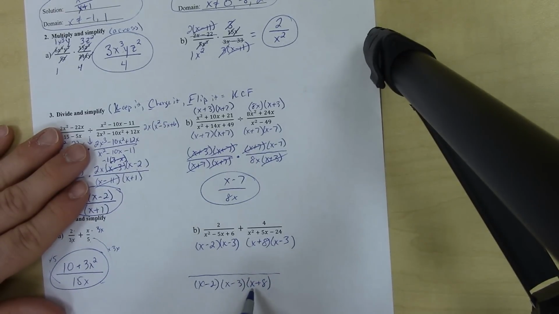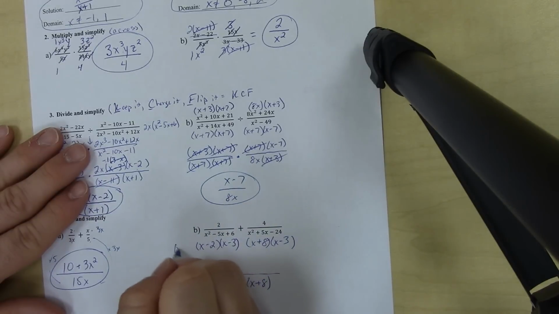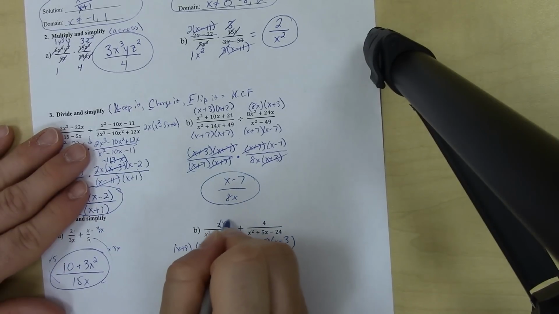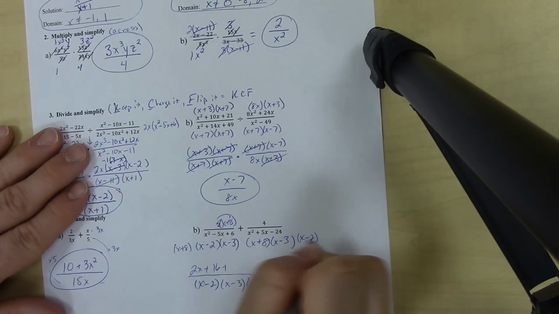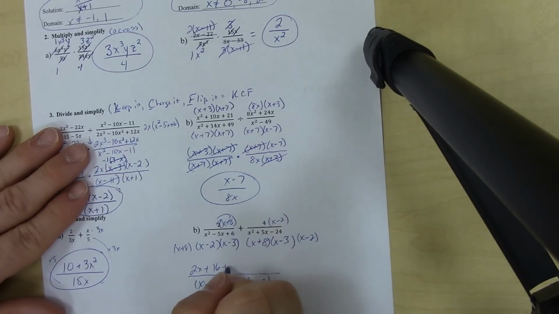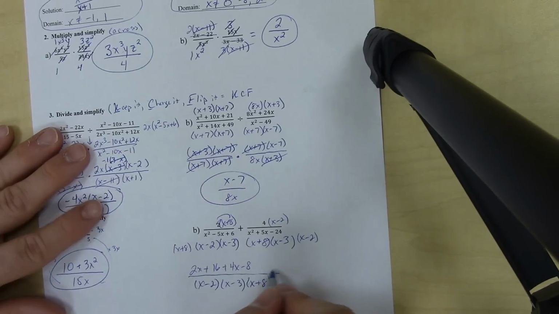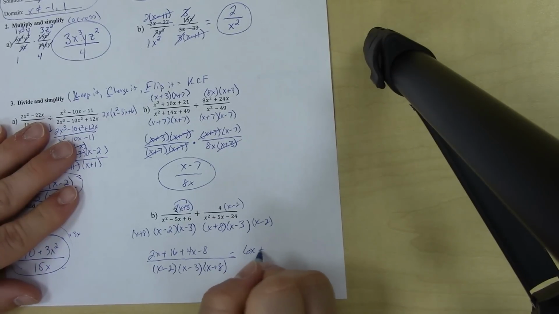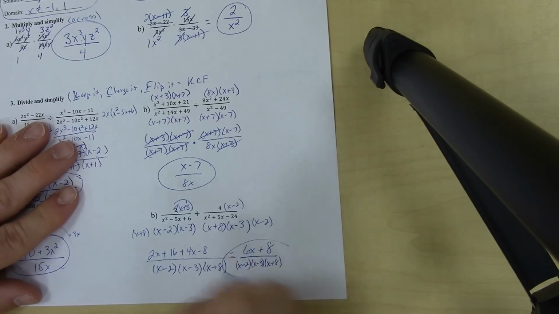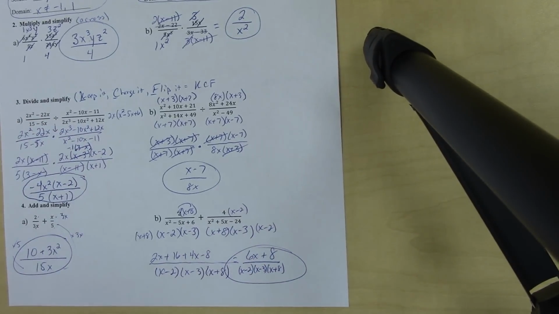What's missing here that's here is, of course, that x plus 8. So I need to multiply the top and bottom by x plus 8. Distribute it out, I get 2x plus 16. Plus, what's missing here, of course, is x minus 2. So I'm going to do that to the top and bottom, get 4x minus 8, and then combine like terms to get my final answer, which is 6x plus 8 over x minus 2, x minus 3, x plus 8. Now remember again, you can FOIL that out if you want, but I'm not asking you to do that. You don't have to, okay? Go to the next page.